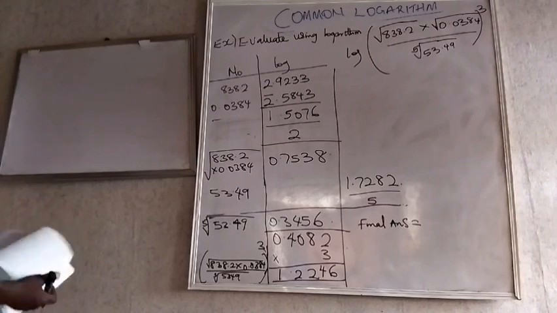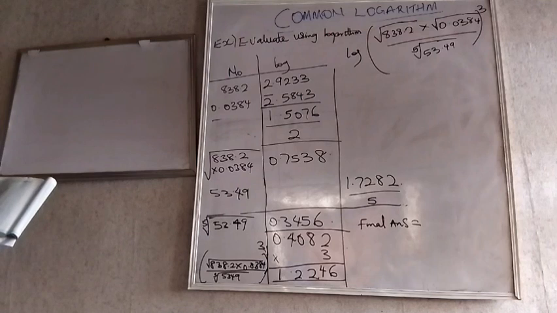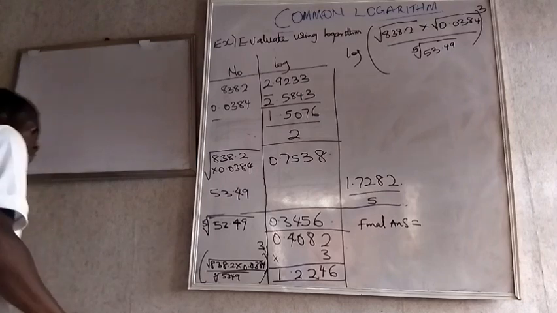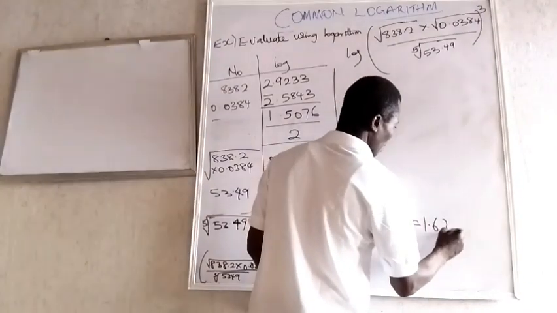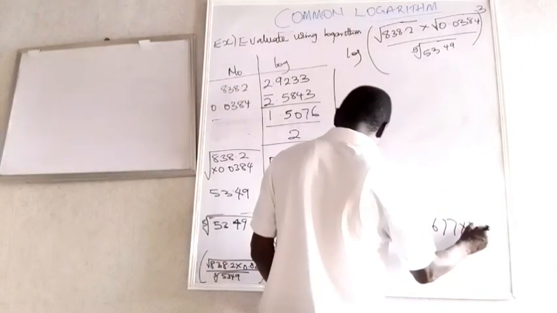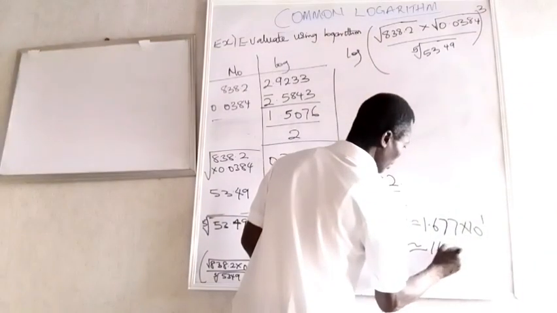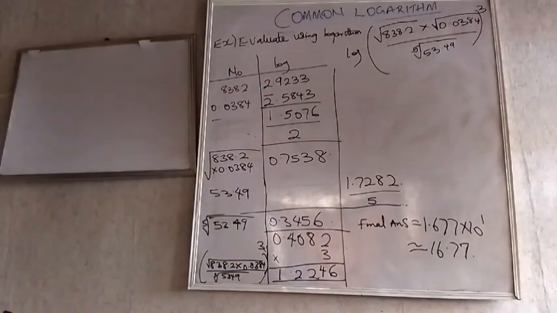1.2, antilog of 22 under 4 difference 6. That is 1.677 times 10 raised to the power 1. So that's approximately 16.77. So that is the final answer to this one.